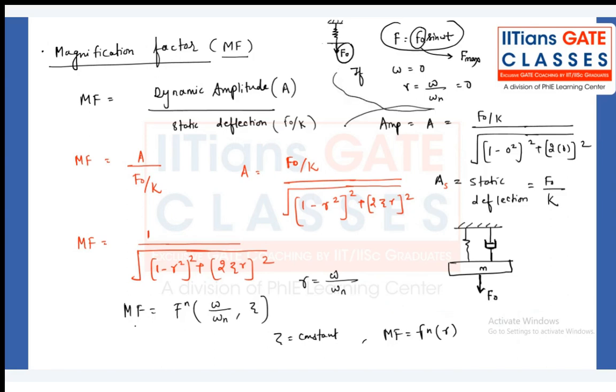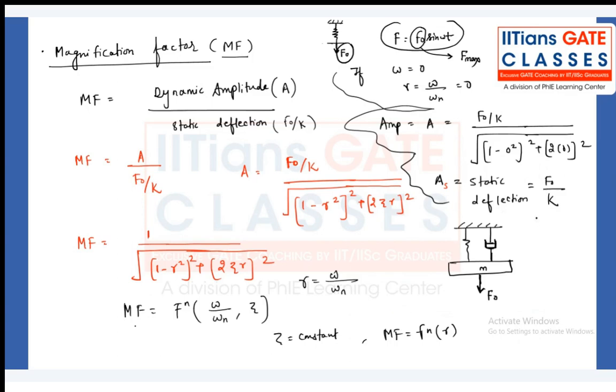Now, here are some of the tasks I have given. It's a very simple thing. You just apply the force F naught to any spring, and if the system is, for example, a static one, it is not rotating. That's why we are calling it static deflection. When omega is zero, R will be zero. Put R equal to zero into these formulas. You are going to get A that becomes A static. That is nothing but the static deflection F naught by K.